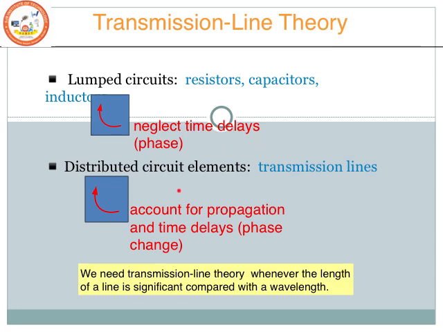When I go for distributed circuit elements, there the transmission lines come into the picture. In transmission lines, we need to account for propagation as well as time delays. The phase changes that occur also have to be considered. So we need transmission line theory whenever the length of a line is significant compared with the wavelength. So the final conclusion is that whenever the length of the line used for transmission of the signal is significant compared with the wavelength, we need to understand transmission line theory.